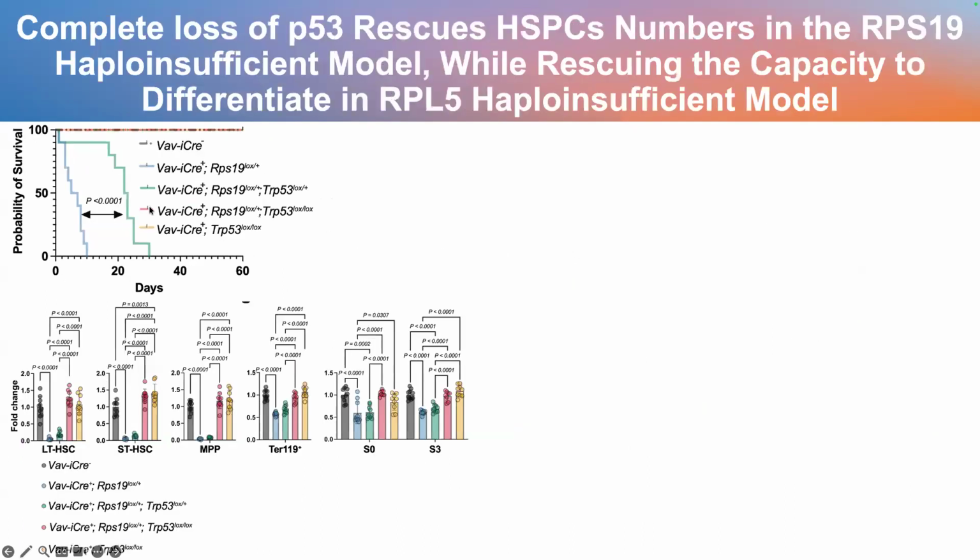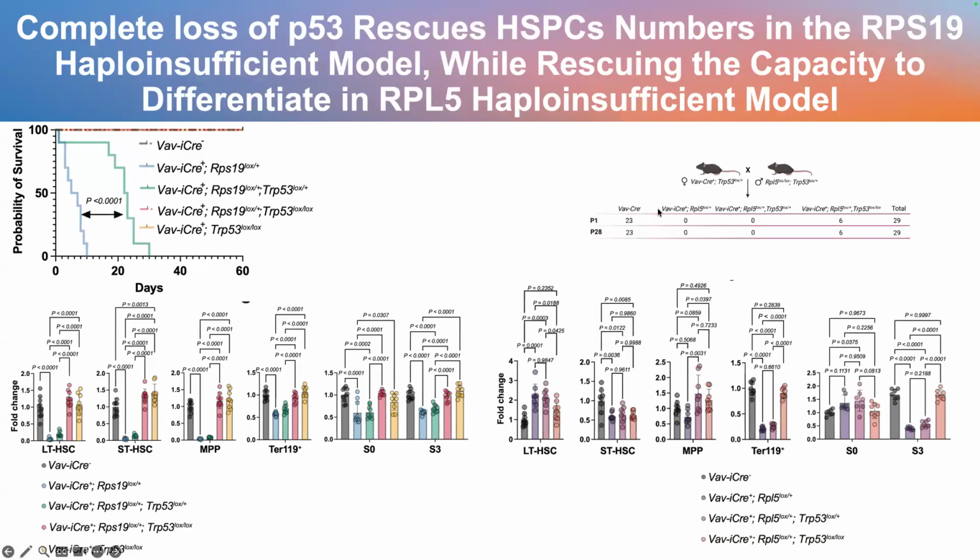Now, if you remove two copies, so this, the green, you remember that's what I was telling you, in the fetal system, if you remove two copies here in red, you rescue everything to normal. And then the bone marrow, everything is back to normal. So you rescue the numbers.